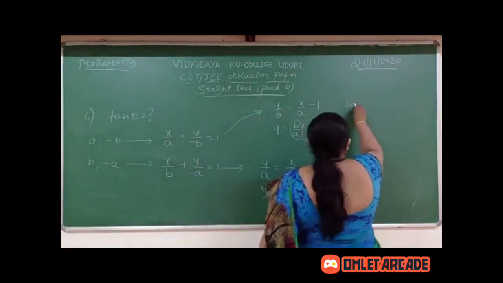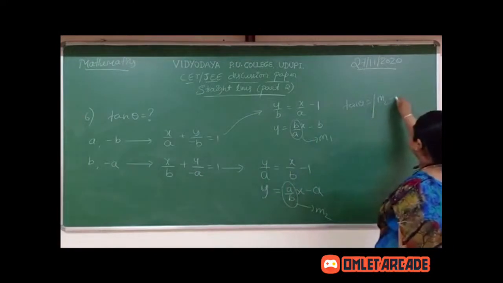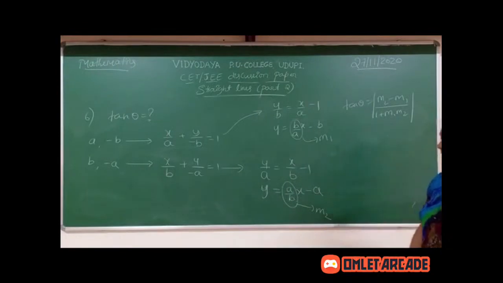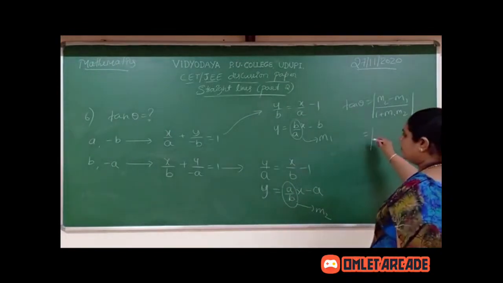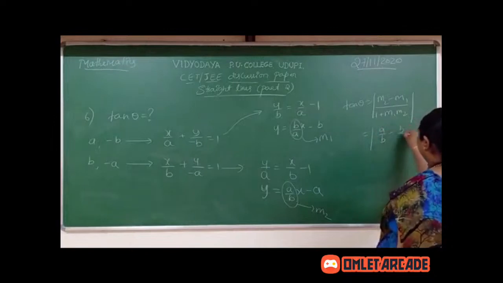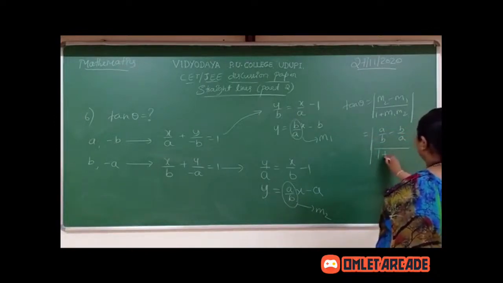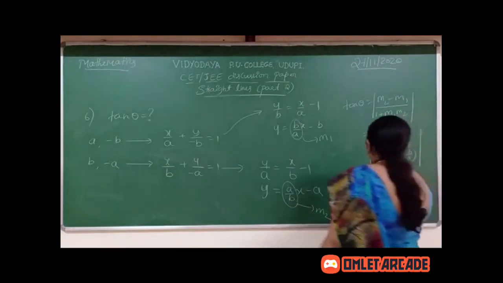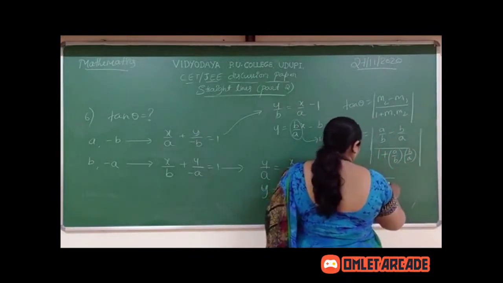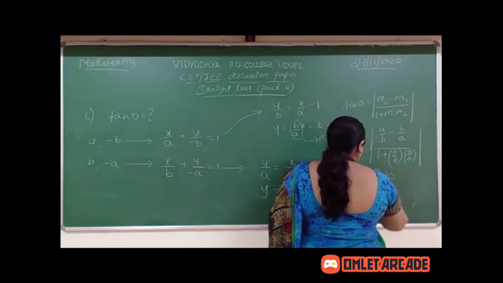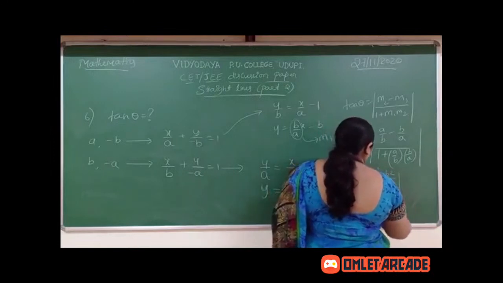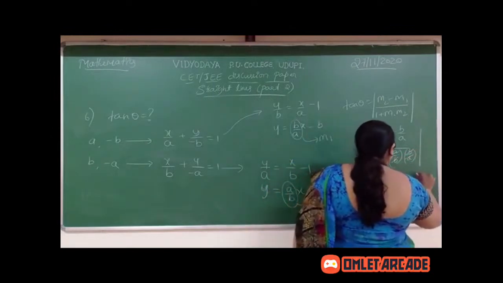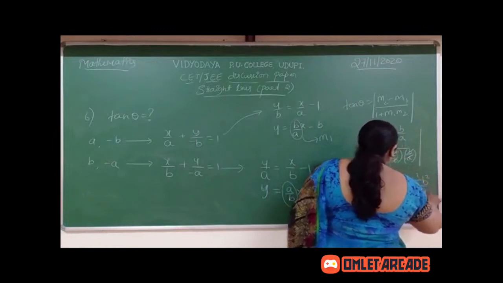So what is the formula? Tan theta is equal to m2 minus m1 divided by 1 plus m1 m2, provided the denominator is not equal to 0. So is it m2 is what? a by b minus b by a divided by 1 plus a by b into b by a. So when you take LCM in the numerator, it is a square minus b square, and in the denominator a gets cancelled, b gets cancelled, 1 plus 1, 2. So is it a square minus b square divided by 2ab?